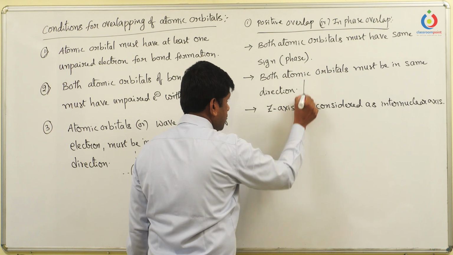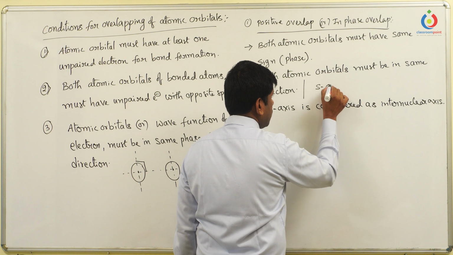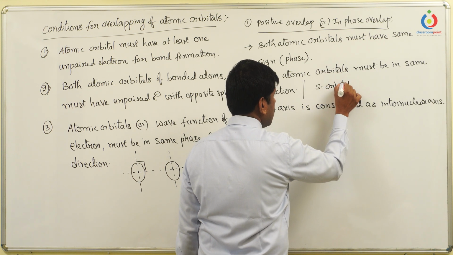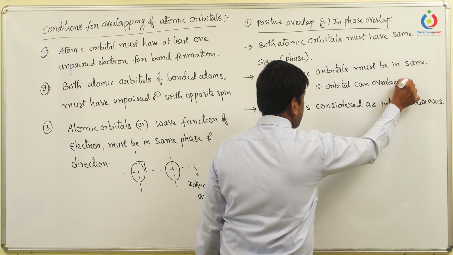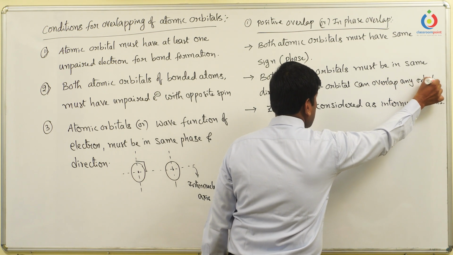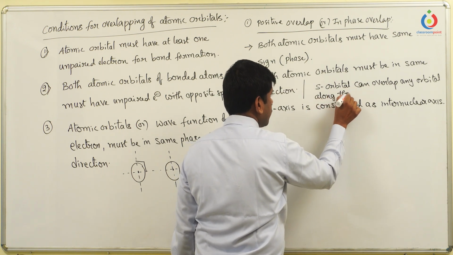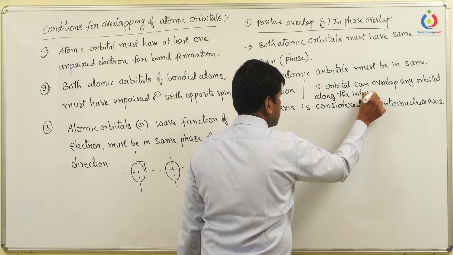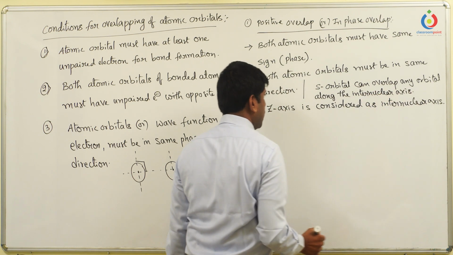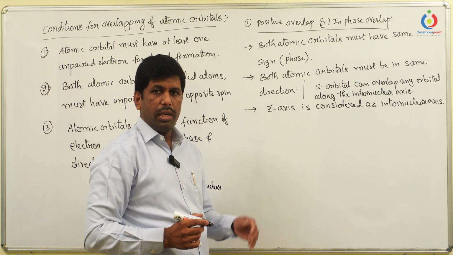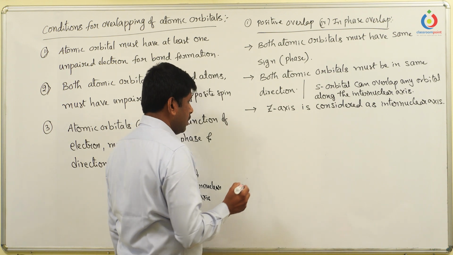In this case, we must understand one more point: an s orbital can overlap any orbital along the internuclear axis. The reason for this is that an s orbital has no direction. That's why it can approach along the internuclear axis from any direction. So let's have some examples here.